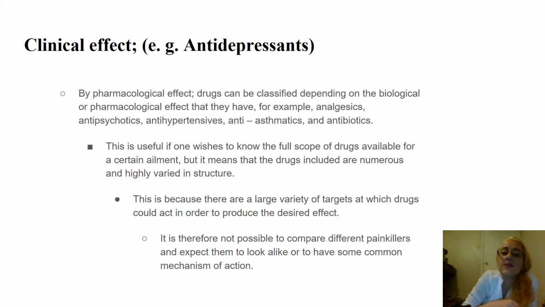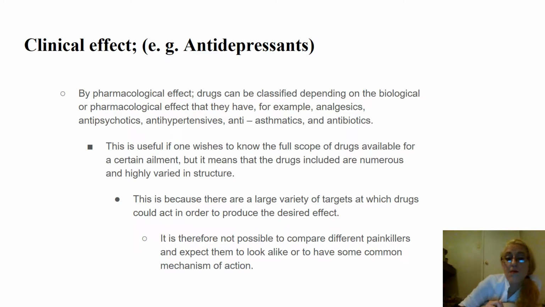Clinical effect is by pharmacological effect. Drugs can be classified depending on the biological or pharmacological effect they have. For example, analgesics, antipsychotics, antihypertensives, anti-asthmatics, and antibiotics. So pretty much the name of the drug or the classification shows you exactly what they do.